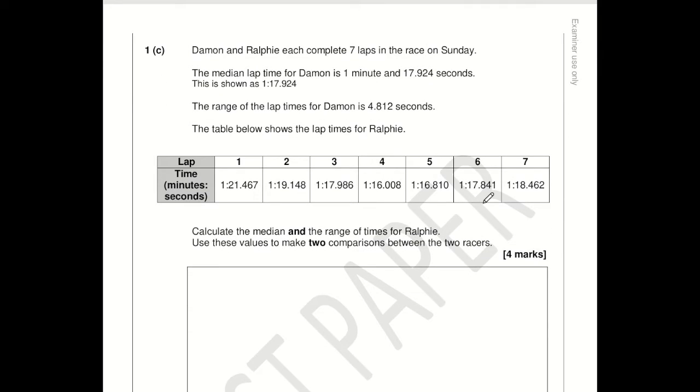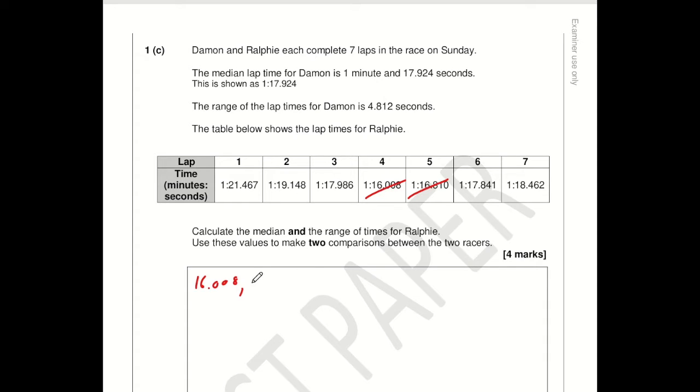Okay, so here we are comparing the median and the range for Ralphie. So let's first of all work out the median. The median is the middle, but we need to put them in order. Just for the sake of ease, I'm going to ignore the 1 minute that they all begin with, so I'm just looking at the rest. So I've got 16.008. I'm putting them in order from smallest to largest.